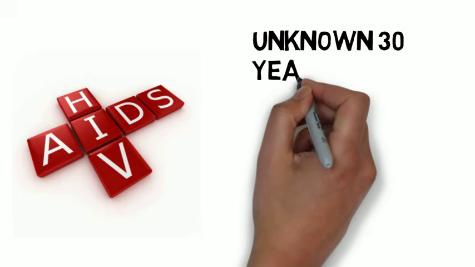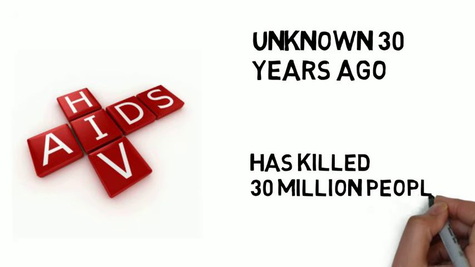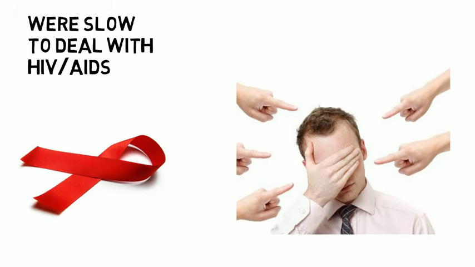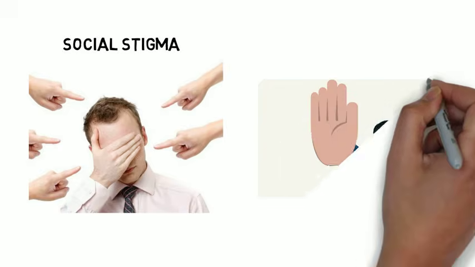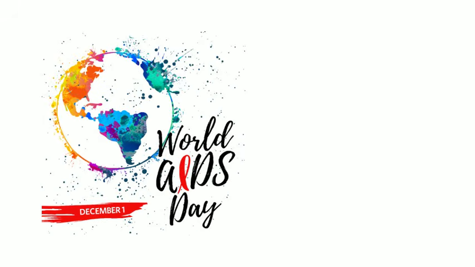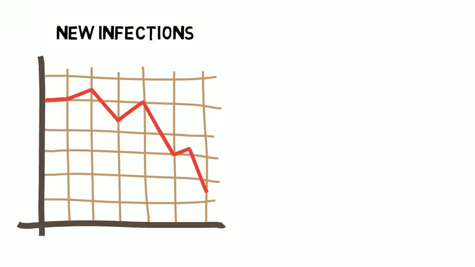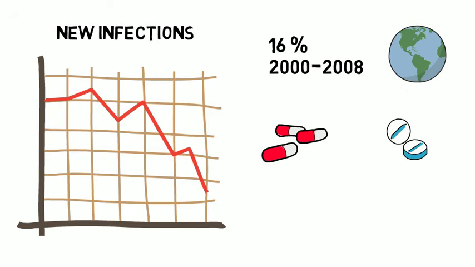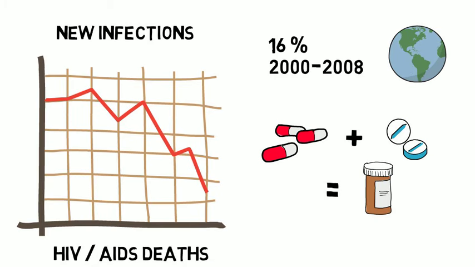For example, HIV/AIDS, virtually unknown until 30 years ago, has killed approximately 30 million people worldwide. At first, many nations were slow to deal with HIV/AIDS because of the social stigma surrounding the disease. In fact, some governments did not want to accept that HIV/AIDS was a health problem in their countries. Today, however, most countries are working toward HIV/AIDS prevention. As a result of these efforts, new infections are declining, 16% globally between 2000 and 2008. The development of new drugs, and particularly combinations of drugs, has also led to a decline in the number of deaths associated with this disease.